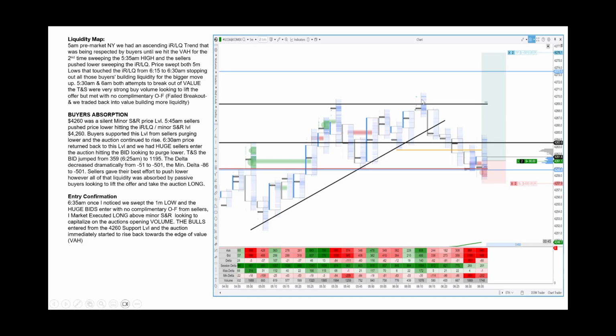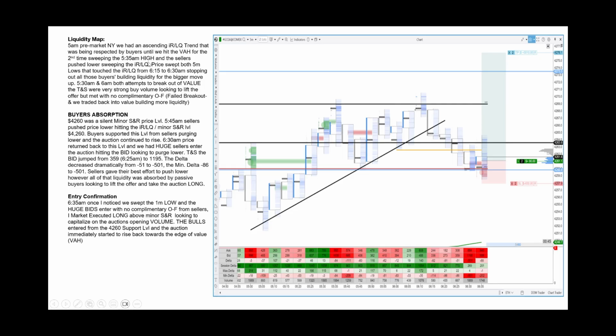We push up again, and the second time, at 6:10 a.m., we hit the value area high again. We sweep out this high, and then we officially purge this internal range liquidity trend line. Price swept both 5 minutes.